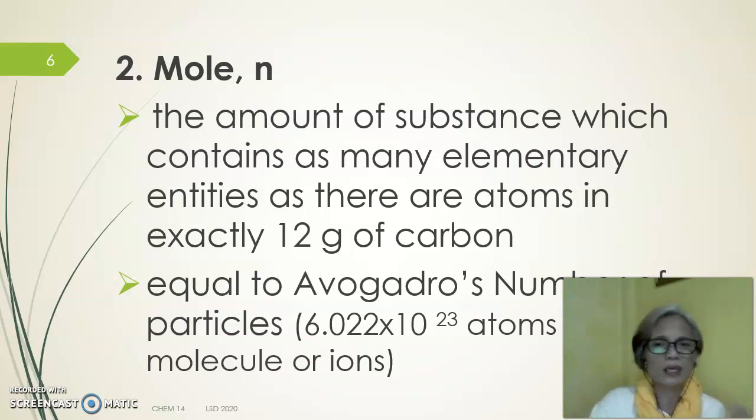So analogously, a dozen contains 12 pieces. For example, a dozen of calamansi contains 12 pieces of calamansi and would weigh a certain weight. And a dozen of, let us say, mangoes would also contain 12 pieces of mangoes, but would weigh differently because mangoes are much bigger than calamansi. So that's also the concept of mole. A mole contains exactly Avogadro's number of particles.